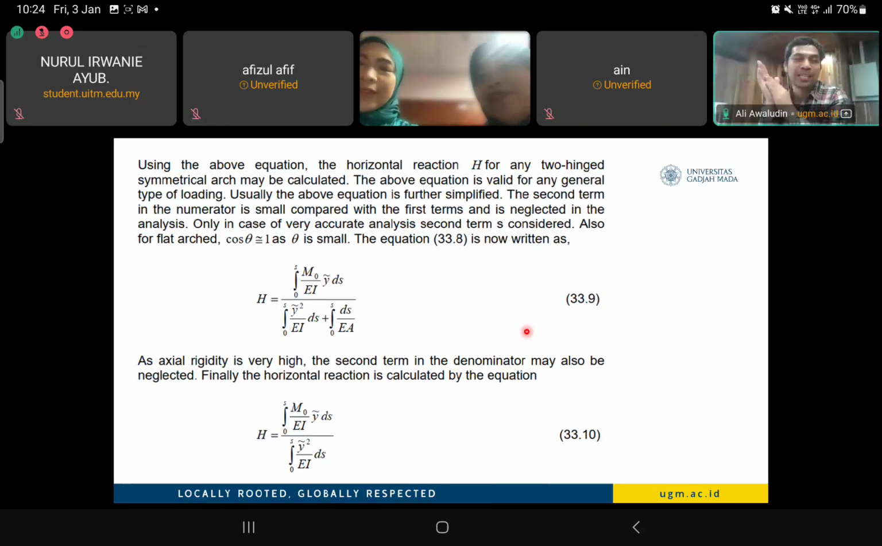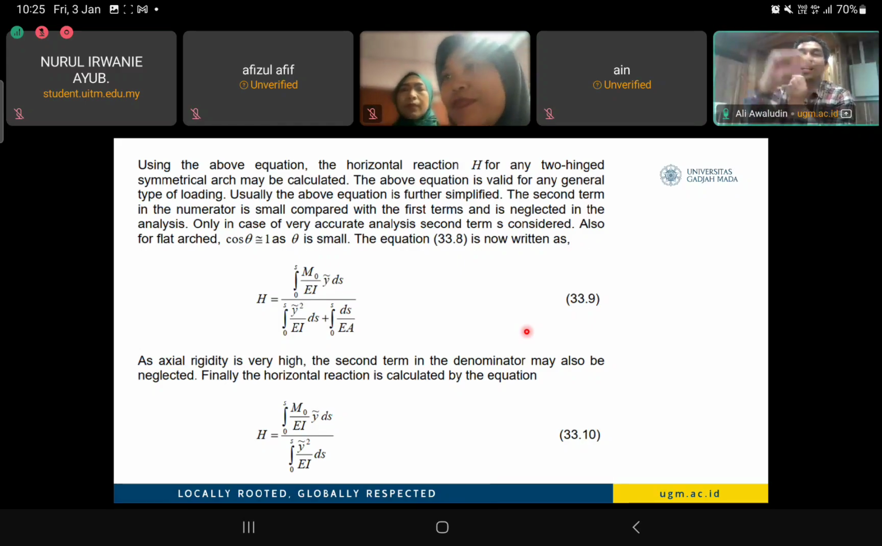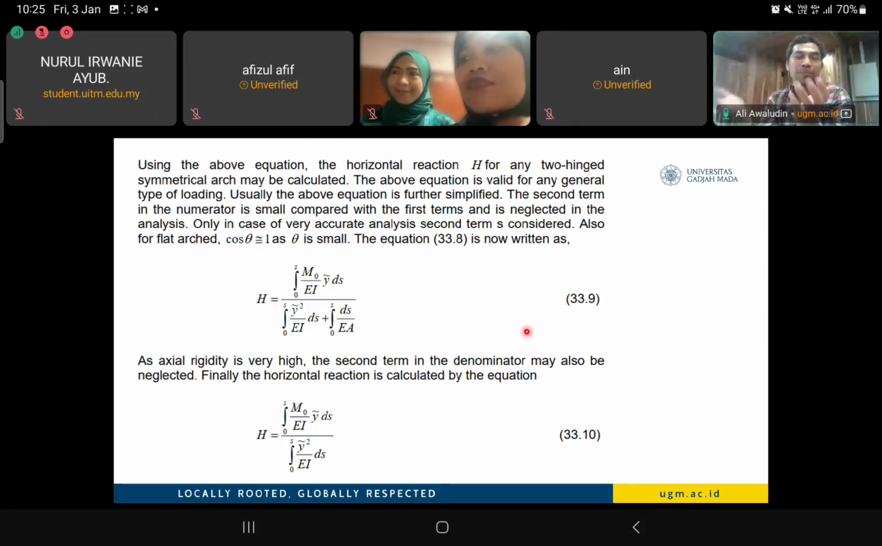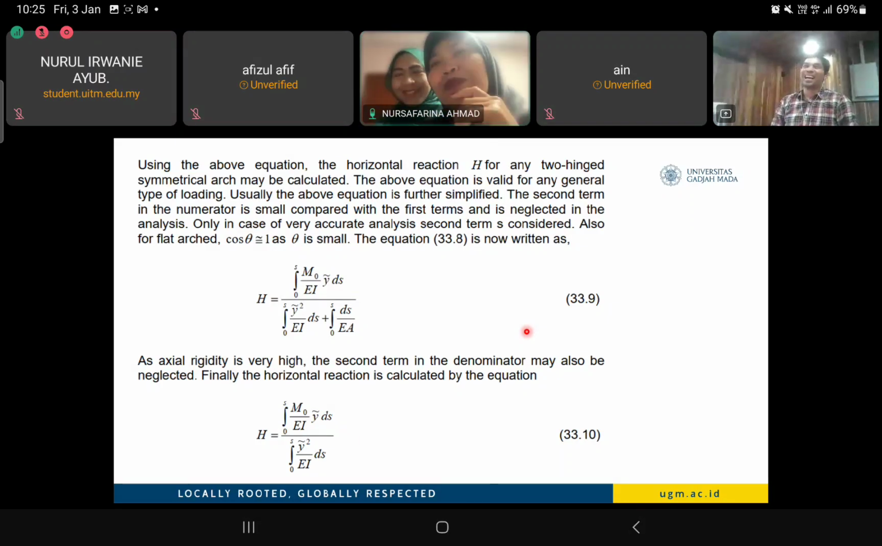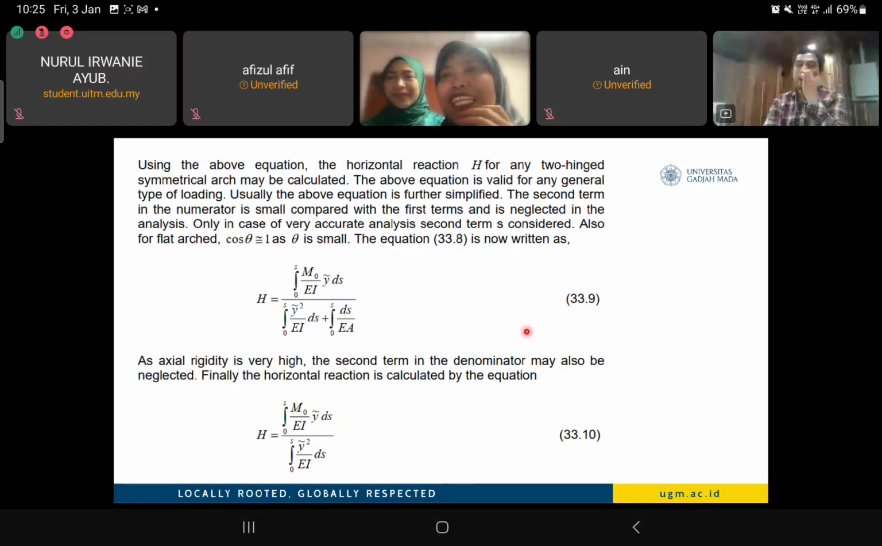So this formulation, no matter the arch shape, should be applicable. It must be applicable, but the formulation of the bending moment along the arc should be different, depending on the shape of the arc itself. Yeah, that will be more challenging. Maybe another homework.